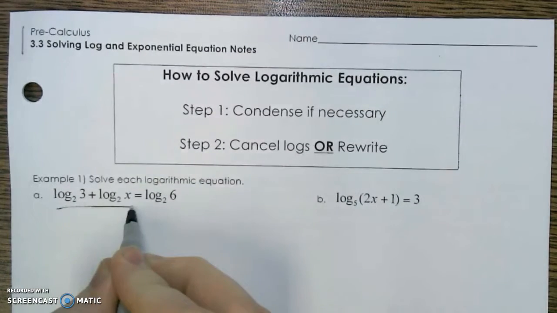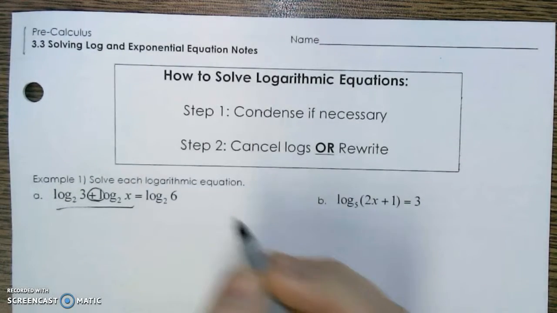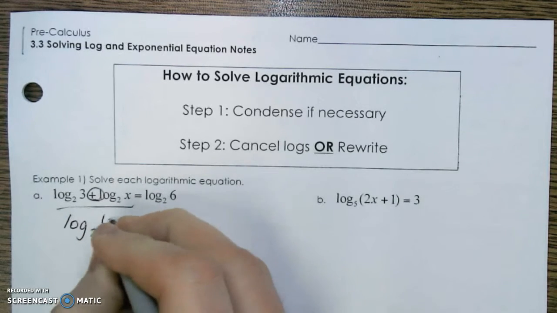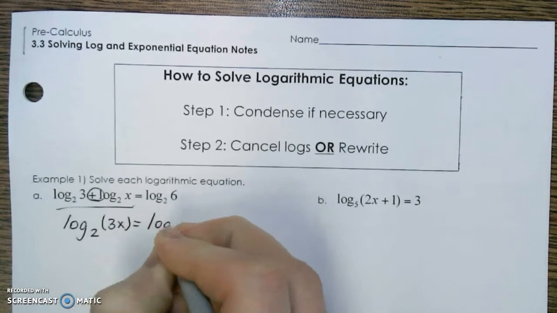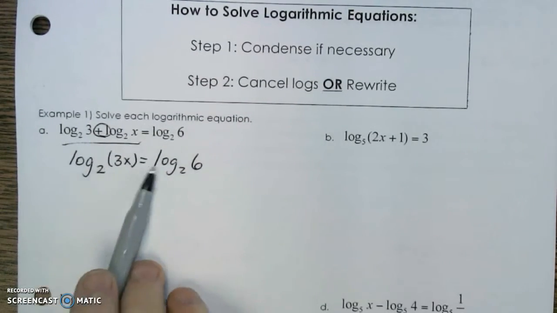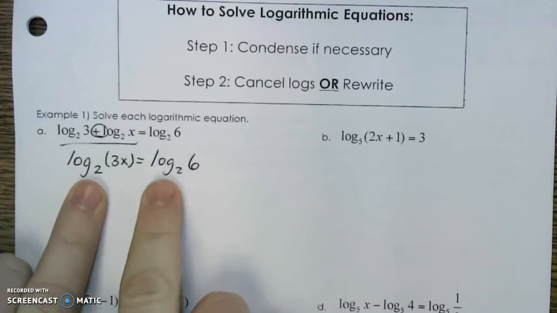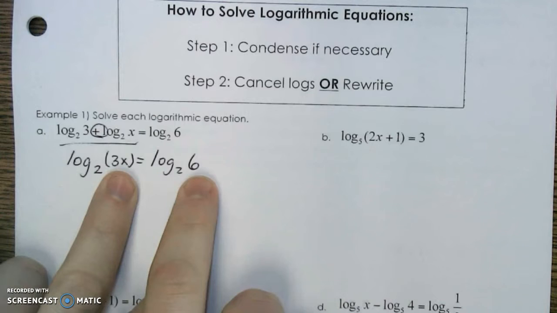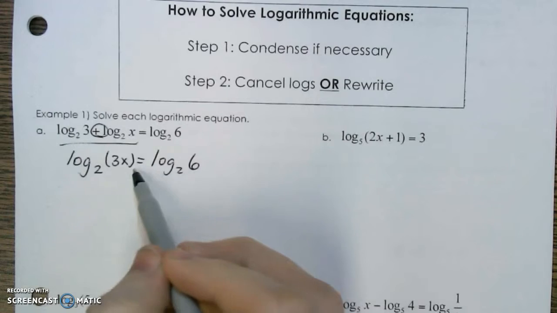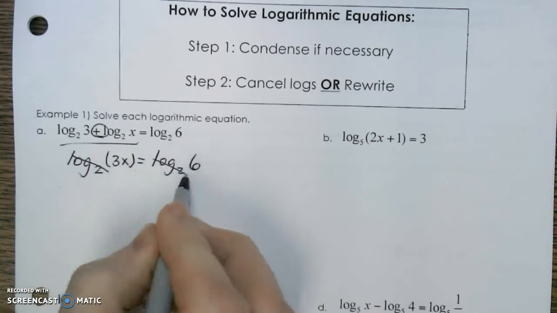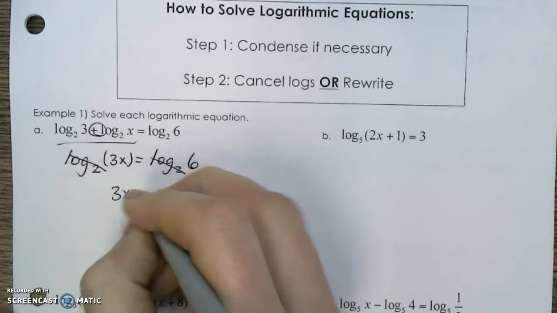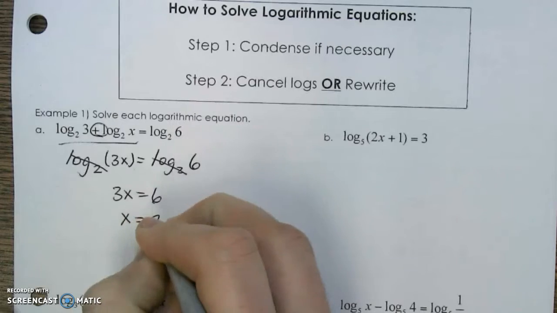On this side of the equation, they have matching logs and we're adding, which means we can use the product property and put the 3 and the x together using multiplication. If this side equals that side, and those things are the same, then the things inside the logs must also be the same. So anytime you have log equals log and the logs match, you can just cancel the logs. So you have 3x equals 6, and divide by 3, you get 2.